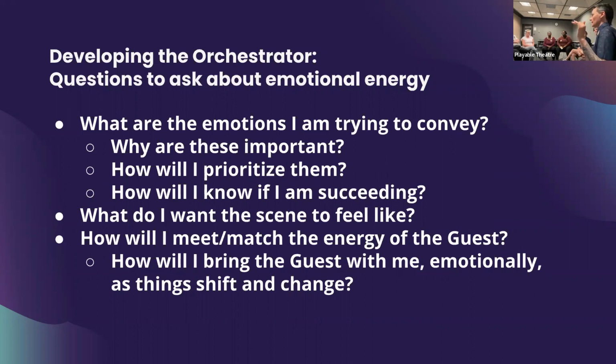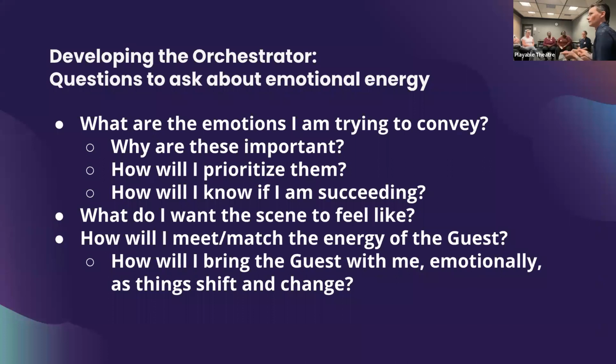How will I prioritize them? This is more of a question for the actor. How am I going to prioritize? Maybe I want to have a scene that is both funny and sad, but in what measure? Do I want it to be mostly funny and a little sad, or do I want it to be mostly sad and a little funny?